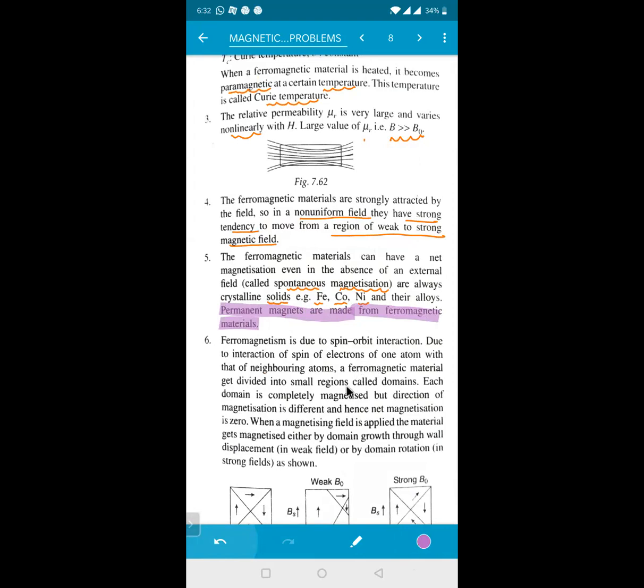Competitive examination. Ferromagnetic materials are due to what? Due to the spin-orbit interaction, the interaction of the spin of electrons of one atom with that of your neighboring atom. A ferromagnetic metal can be divided into small regions called your domains.